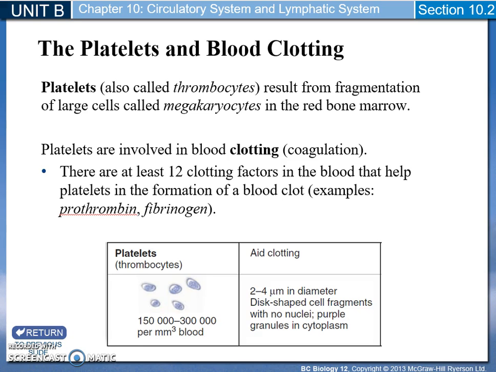Platelets are involved in blood clotting, sometimes referred to as coagulation. And there are at least 12 clotting factors in the blood that help platelets in the formation of blood clots. A couple of these are prothrombin and fibrinogen. And you can see platelets are a fair bit smaller than most of the other cells. Once again, they're not actually a cell. They're just simply fragments of what was once a cell.